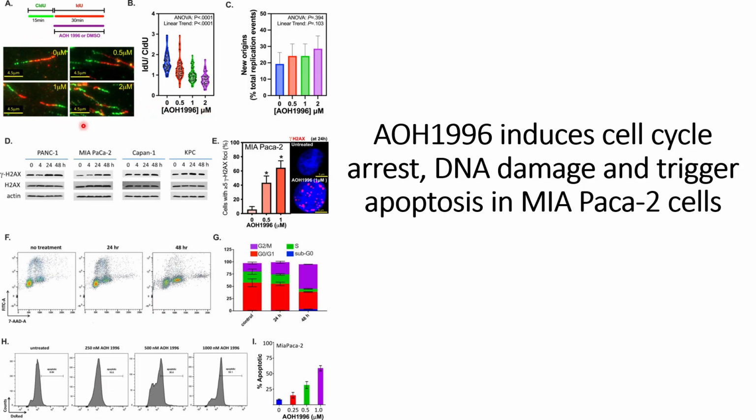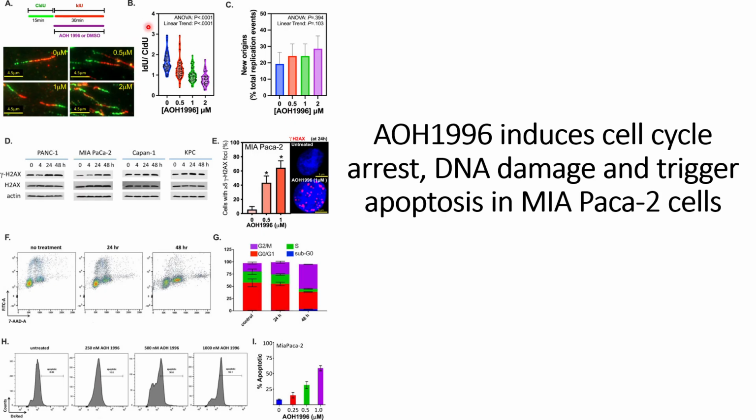The bottom side of panel A shows the immunofluorescence image, where the red fluorescence indicates DNA replicated after AOH introduction, and green fluorescence indicates DNA labeled before AOH1996 or control introduction. So this one is for control, and the others show the dose dependent increase in AOH1996. We can see that with the increase in the dose, the green fluorescence is high and the red fluorescence is lower.